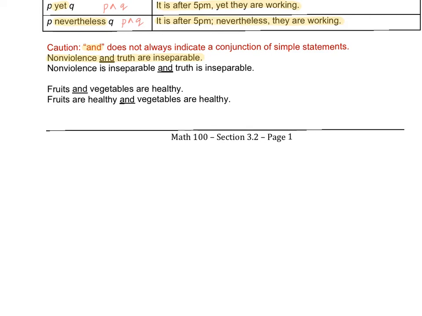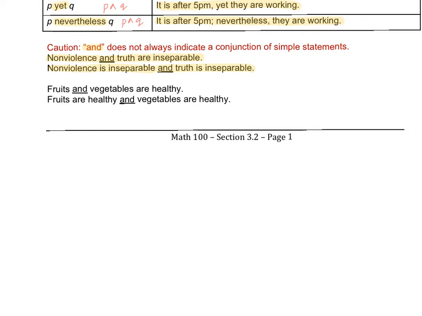They go together. However, if I were to grammatically treat this as if it were a conjunction and separate it into nonviolence is inseparable and truth is inseparable, then my statement changed meaning. The second statement says you cannot separate nonviolence into pieces, and you cannot separate truth into pieces, which is not what the first one says. The first one says that nonviolence and truth, they go together. You cannot separate those two from each other.